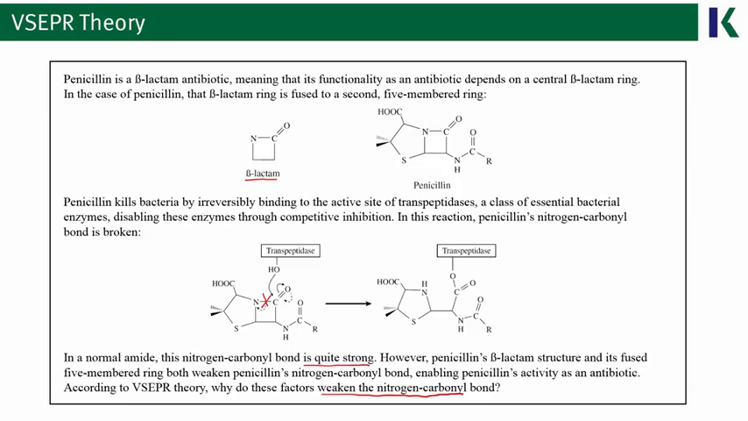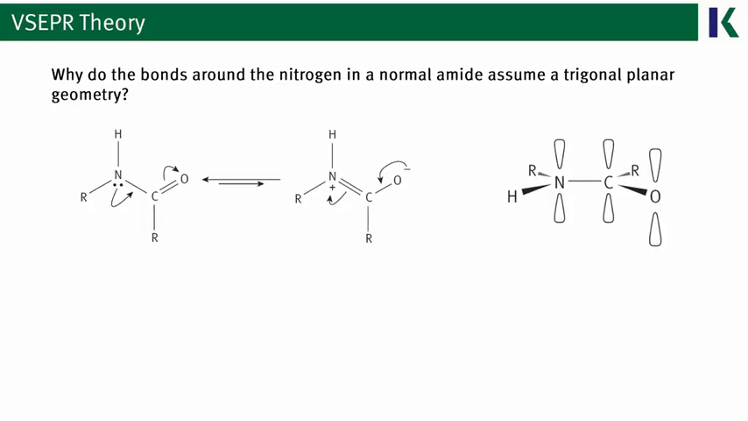So in this lesson, we're going to focus first on VSEPR theory and why that explains how the nitrogen-carbonyl bond is normally so strong. And then we're going to look at how penicillin deviates from normal VSEPR theory and why that weakens the nitrogen-carbonyl bond. To start with, let's acquaint ourselves with the actual geometry of a normal amide functional group.